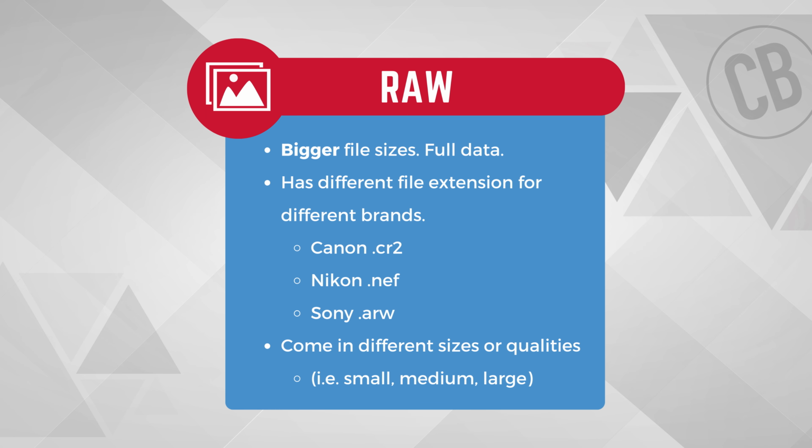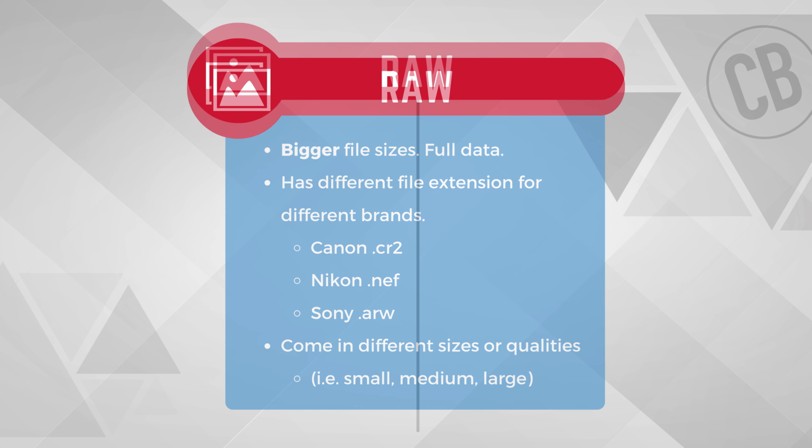Now let's go over RAW files. RAW files have bigger file sizes because we're capturing the full data. It's keeping all kinds of data on that image. They can have different file extensions when you look at the file name for a RAW file, and usually it'll depend on the brand. For instance, a Canon RAW file might be .cr2 and a Nikon .nef and so on. So if you see a kind of weird file ending, it's more likely a RAW file. And RAW files, just like JPEGs, can come in different sizes or qualities, small, medium, large, etc.